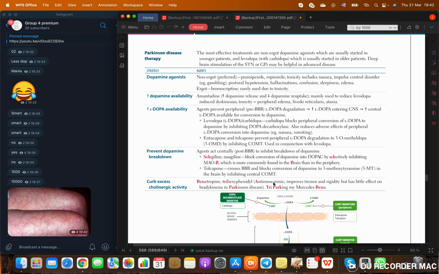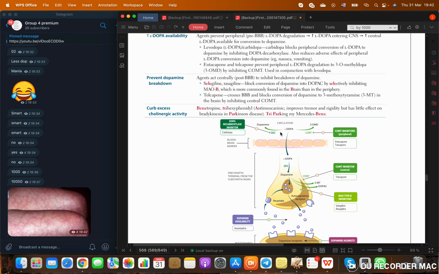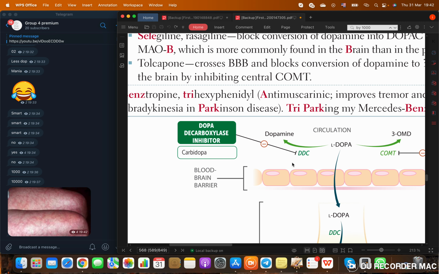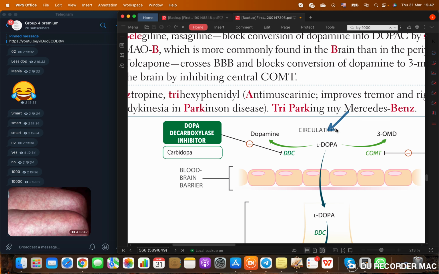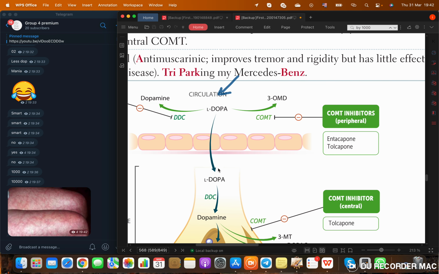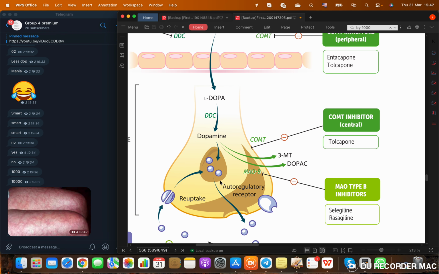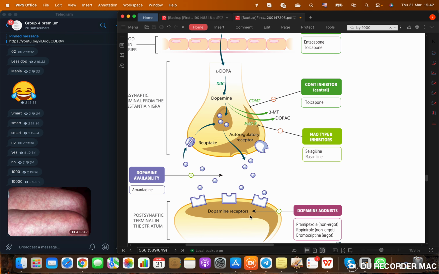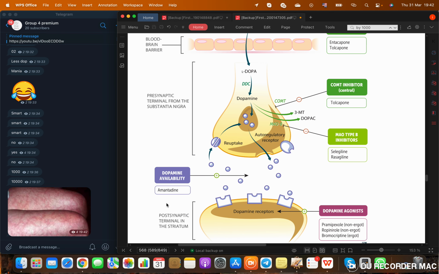Okay, the L-DOPA availability. The L-DOPA can be converted into dopamine, as you can see. But remember, when you give the L-DOPA, you are going to give it into the peripheral circulation. We have the blood-brain barrier that it must pass through, and then it goes to the brain and makes the dopamine. And the dopamine is going to work at its postsynaptic cleft. You can see the amantadine here that prevents the reuptake and increases the release, right?